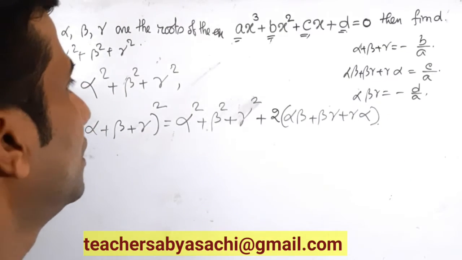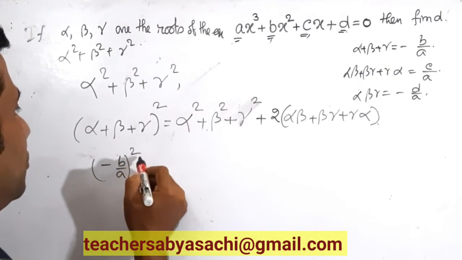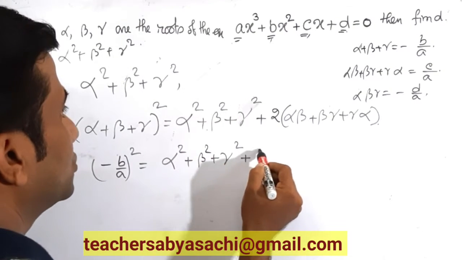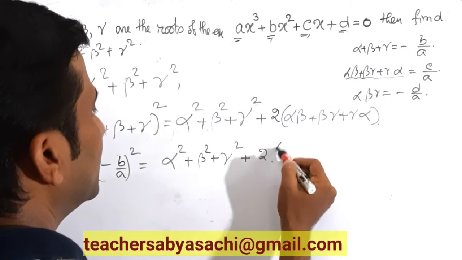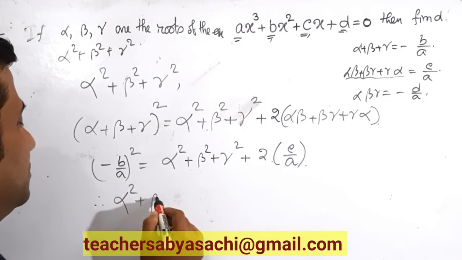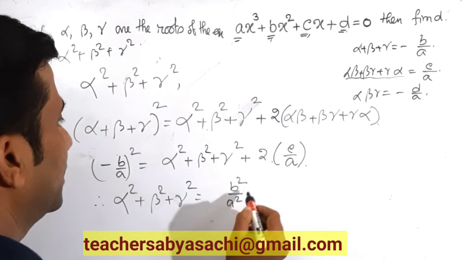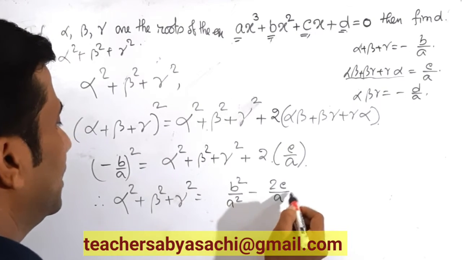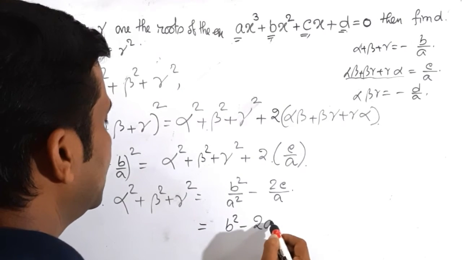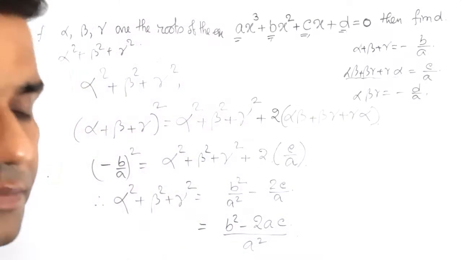Then from here we get minus b by a its whole square is equal to alpha square plus beta square plus gamma square plus 2 into c by a. Therefore alpha square plus beta square plus gamma square is equal to b square by a square minus 2c by a. That means b square minus 2ac by a square. This is the required answer.